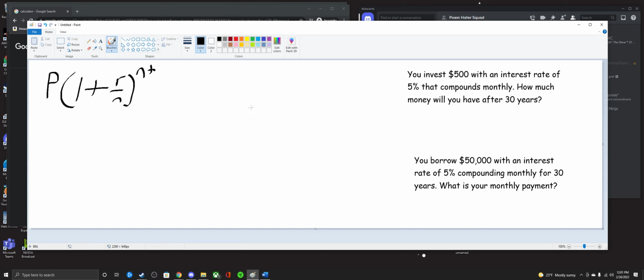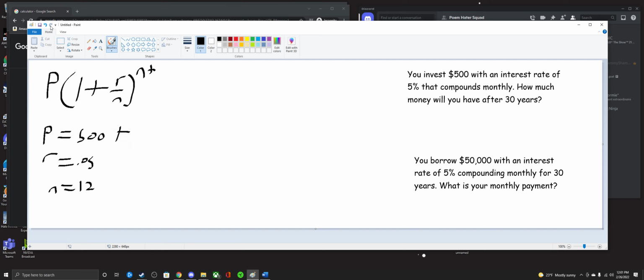So, in order to do that, we need this equation here, P times 1 plus r over n to the power of nt, where P is the initial amount invested, so P is 500. r is just your interest rate, which is, in this case, 0.05. n is 12, as in the number of compoundings. Since it's compounding monthly, it'd be 12 compoundings per year.